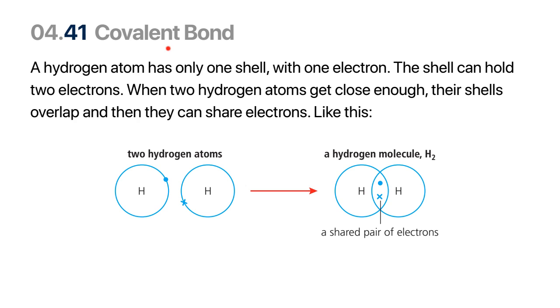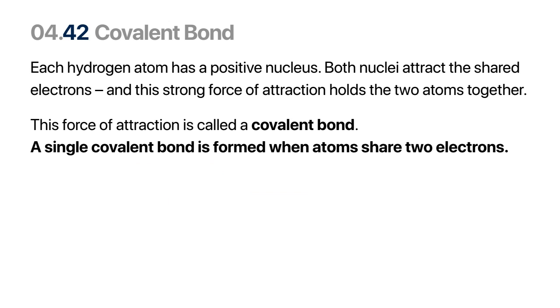The word covalent: co comes from cooperation, and valent because of valence electrons. So they're cooperating. It's a covalent bond. Now, this covalent bond is a very strong force that holds the atoms together. A single covalent bond is formed when atoms share 2 electrons. So every time you see 2 electrons being shared between atoms, that means 1 covalent bond.